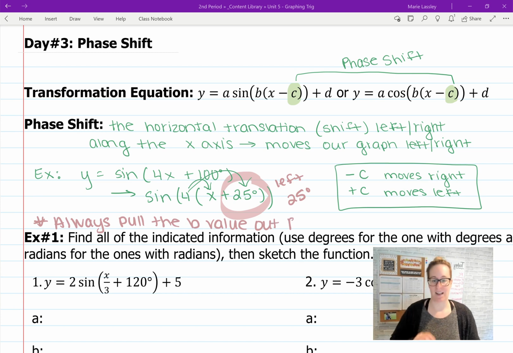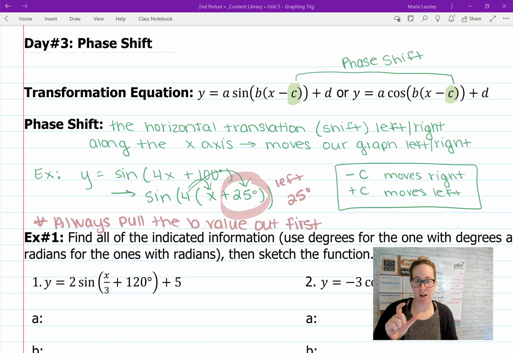All right, so like I said, last video we talked about that B value, which is next to the X. So before you can actually find your phase shift, you have to divide out by that B value so that it's pulled out to the front. We kind of did this when we were doing other transformations. More of it was already done for you, right?